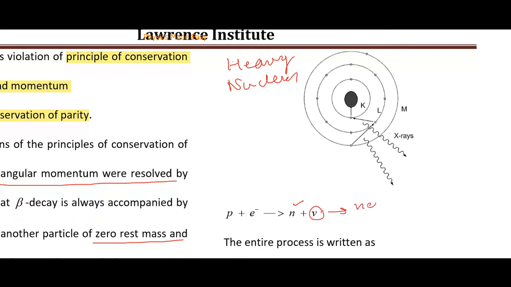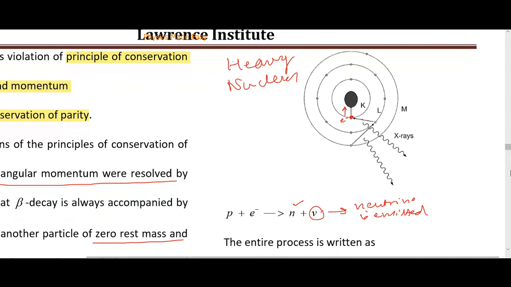This neutrino is emitted. In this way, neutrino is emitted. Now, this is a heavy nucleus. So when neutrino is emitted, a vacancy is created here. At this point, electron was captured by the nuclei. This electron was captured by the nuclei and vacancy was created here.